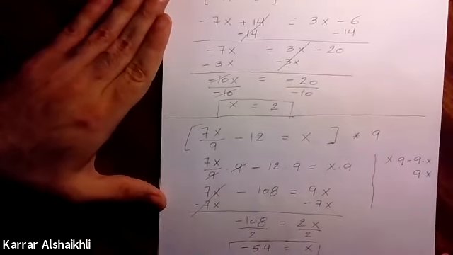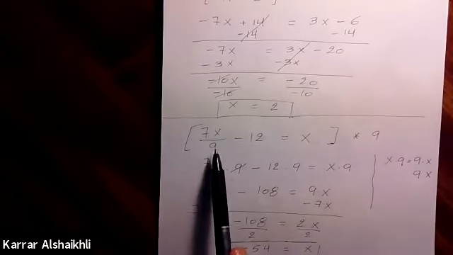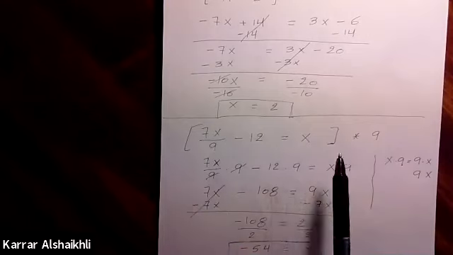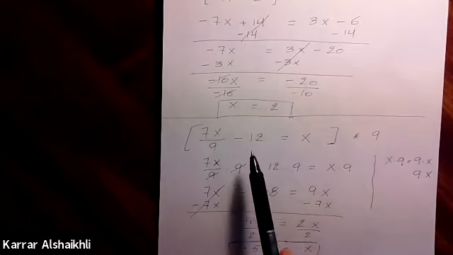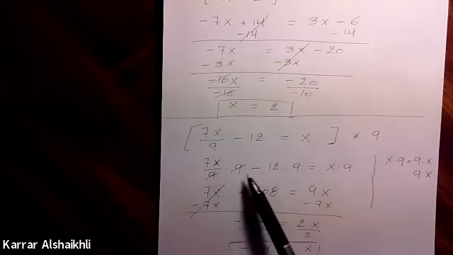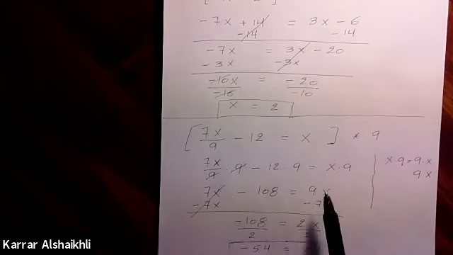So here is the important part. Every time when you see a denominator here, you have to multiply everything by the denominator. So we're going to cancel the denominator, and you'll see it's going to be just a linear equation. And we already know how to solve this linear equation.